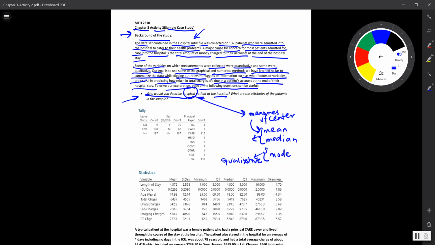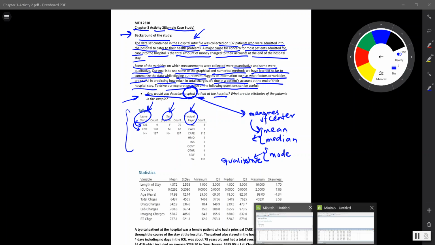So, in order to answer this question, I am going to split the categorical variables, which is leave status, then you have sex, and you have principal payer. Each of these variables is a categorical variable that splits one individual from the other by separating them into groups. So how do I generate this frequency distribution for strictly the qualitative variables? I will go into Minitab.